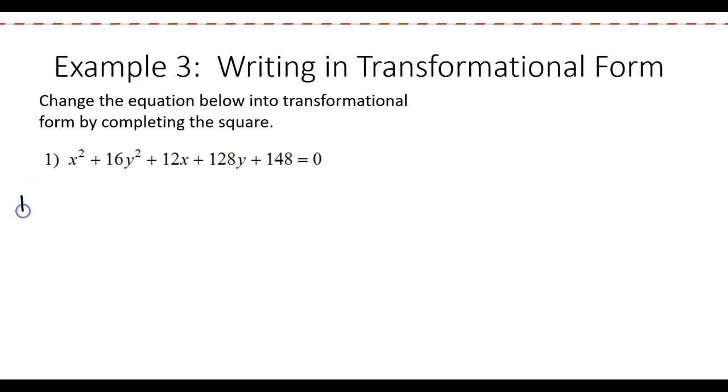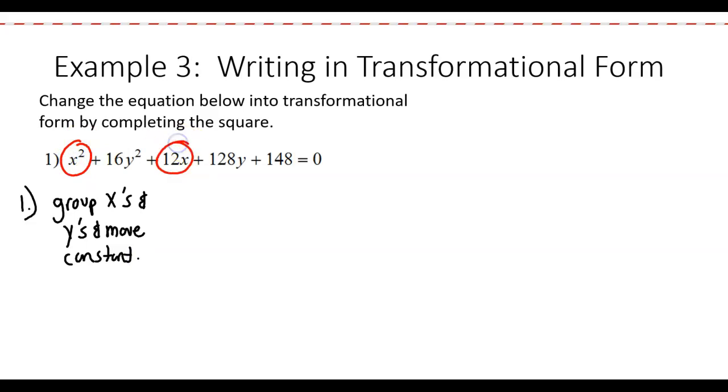So step one is to group your x's and y's in parentheses. We're also going to move the constant to the other side. So I'll show you what I mean by that. I'm going to put my x's together, this guy and this guy. I'm going to put my y's together, this guy and this guy. And then this guy over here, the constant, I'm going to move it to the other side by subtracting it. So if I were to do that, it would look like this.